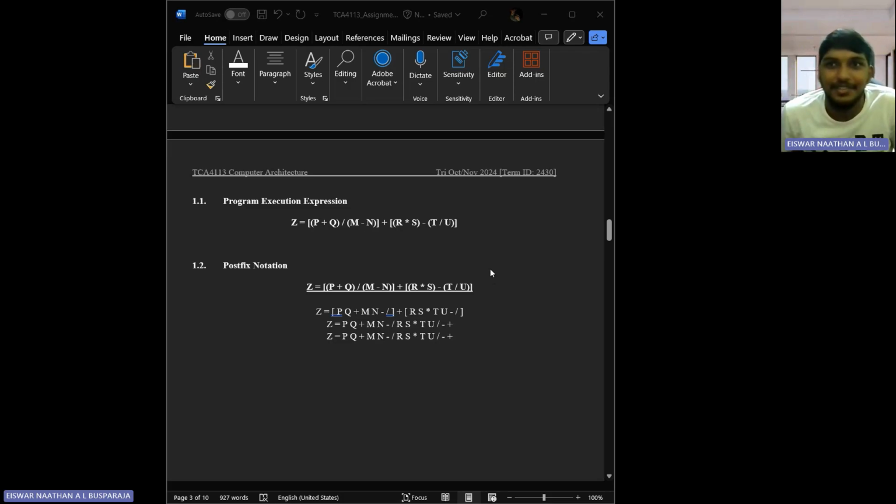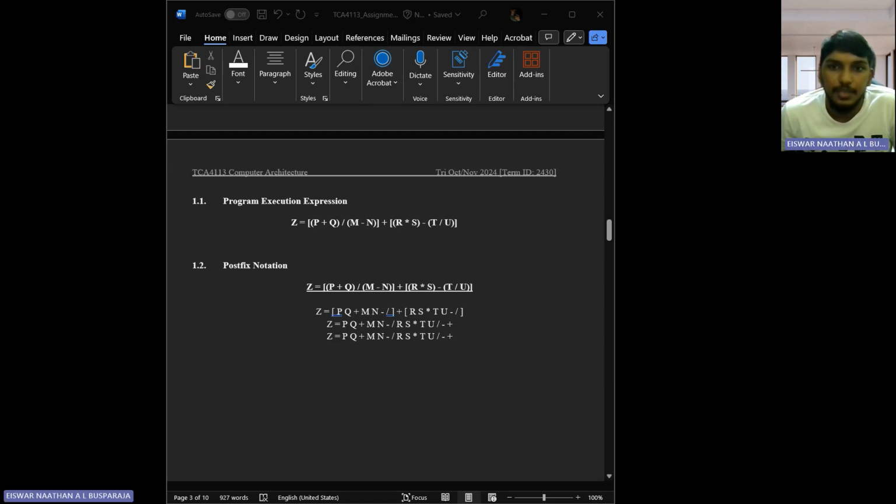Good day, everyone. Today I will be presenting sections 1.2, 1.3, and 1.4 of our assignment, which focus on the following topics: postfix notation, stack diagram, and zero address machine instructions. Let's start with the postfix notation for the expression.